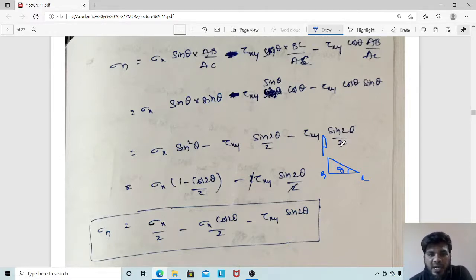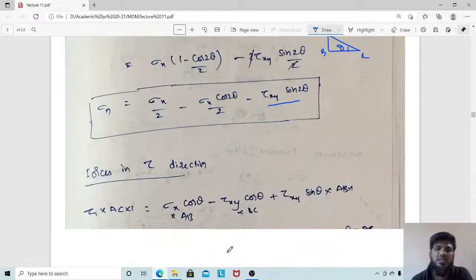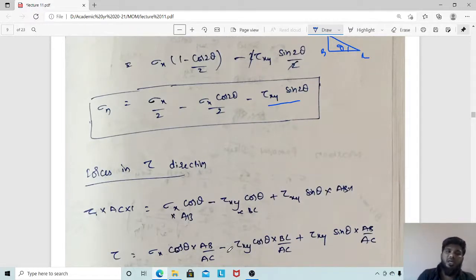All are from identities. So sin square theta is 1 minus cos 2 theta divided by 2. Here it is repeating 2 times, so we can take it as 2 tau xy sin 2 theta divided by 2. The 2 will get cancelled. What is the ultimate answer? Tau xy sin 2 theta. Here you will send both the sigma x to all the sides: sigma x by 2 minus sigma x cos 2 theta by 2 minus tau xy sin 2 theta. So with this, we have identified the normal stress acting on the oblique plane.